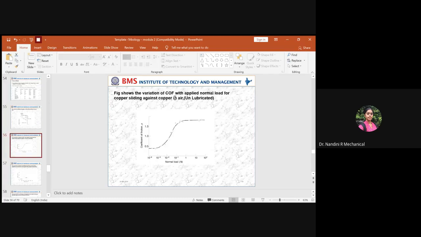And later, the coefficients of friction for different materials will be explained. That I will start in the next class.